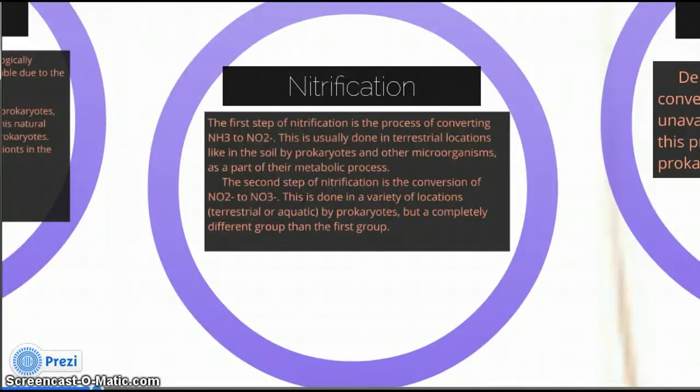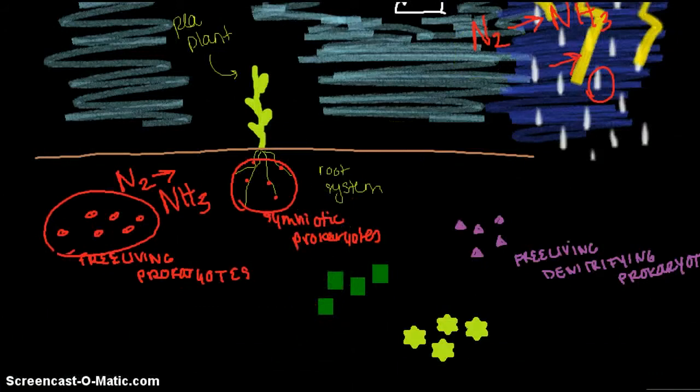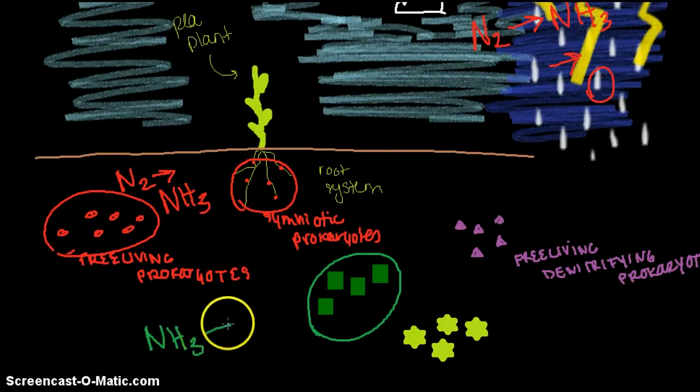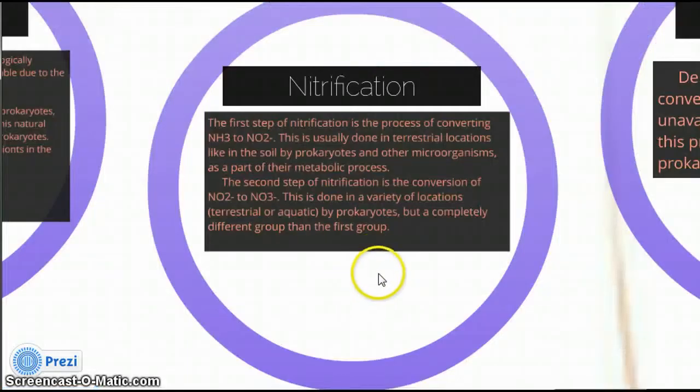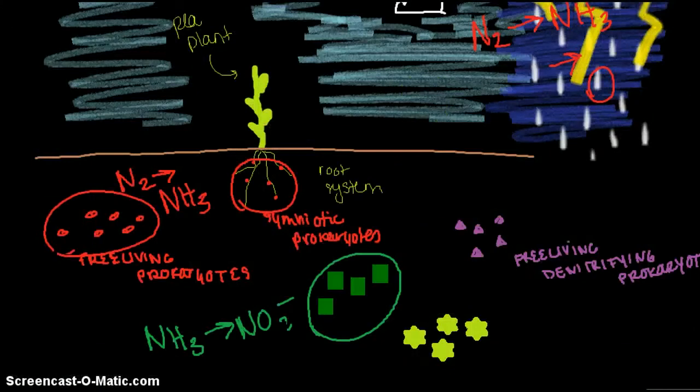Now the second step of the nitrogen cycle is nitrification, and this is the process of converting the NH3 that was just converted into NO2-. Again, this is done in terrestrial locations, most commonly by free-living prokaryotes here, the green squares, and again they take the NH3 and turn it into NO2-.